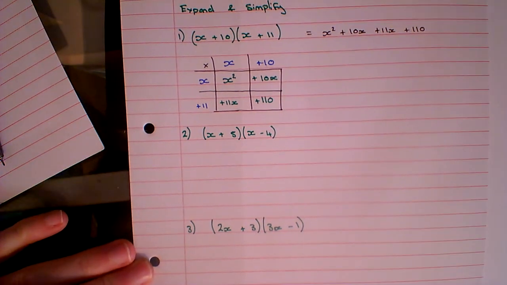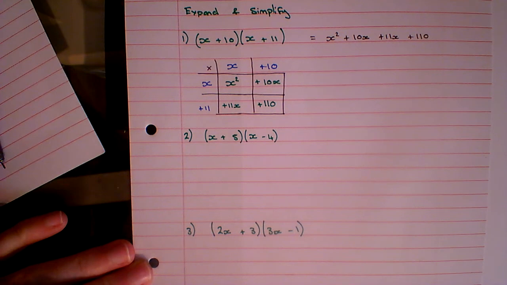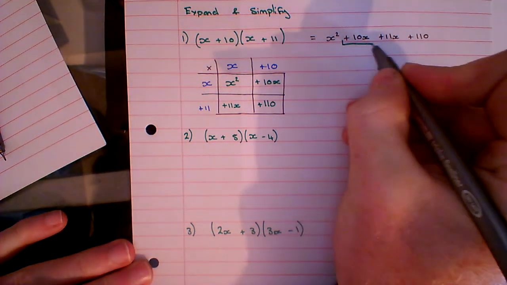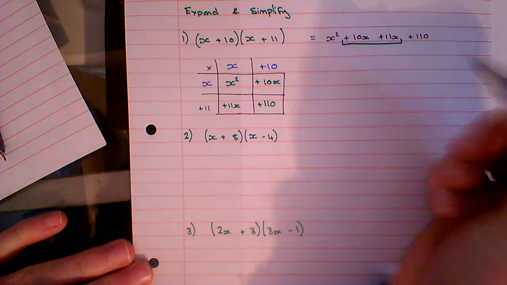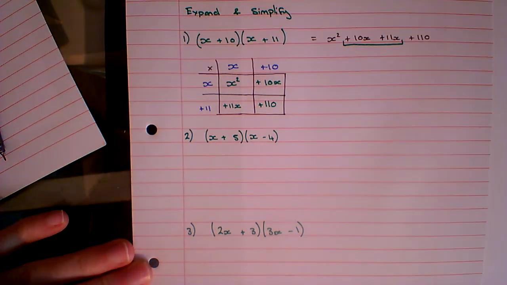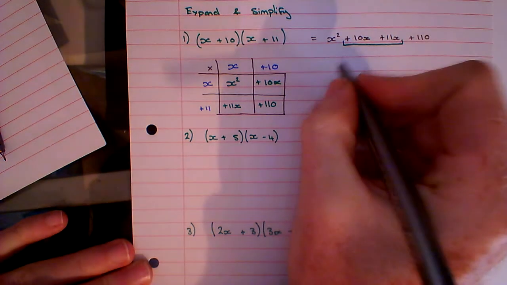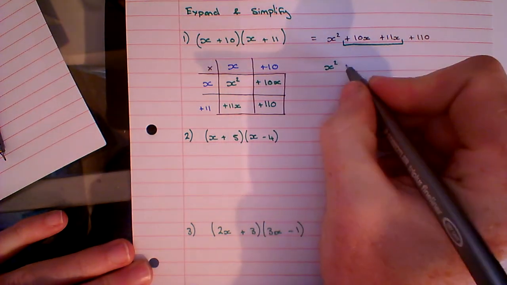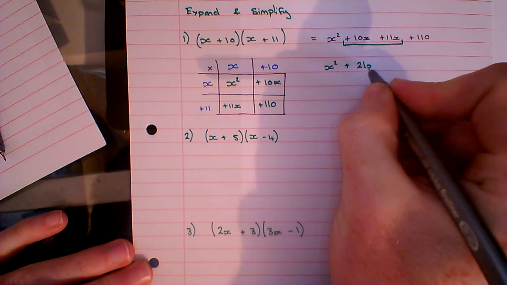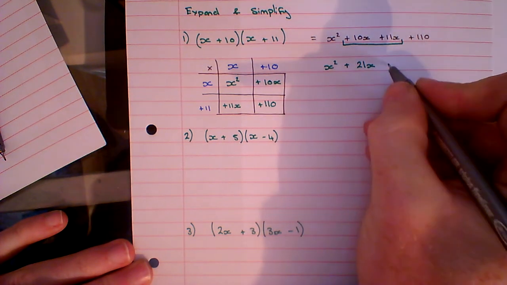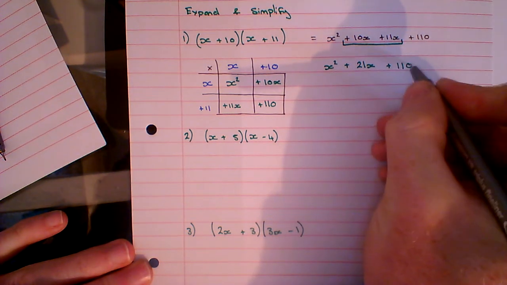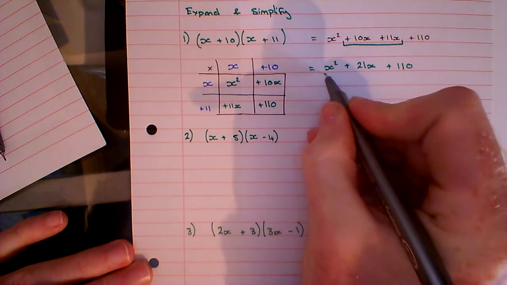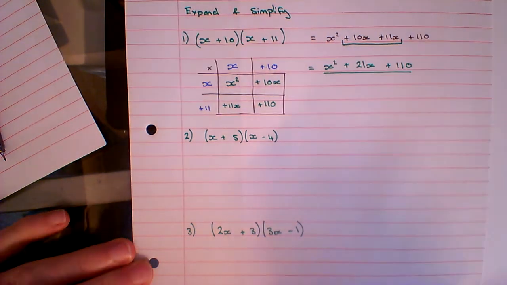The second part of the question asks us to simplify, which means we need to gather together anything that is the same. I've got 2 terms here which have x's in them: plus 10x and plus 11x. So I'm going to gather those together. The x squared stays the same. 10 plus 11 is 21. So I've got 21x and plus 110. Now that has been simplified. That will be my final answer. That has been fully expanded and then simplified.